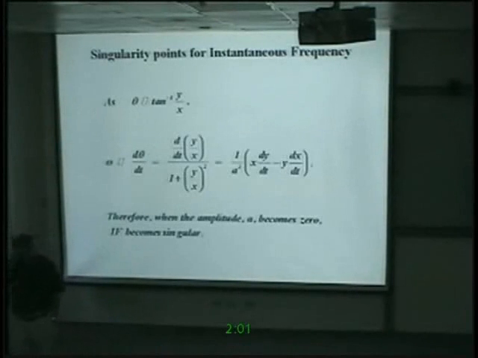Another thing is that there are singular points for instantaneous frequency. The singular point is that if we have theta equal to arctangent y over x, you take omega as d theta over dt, you find that when envelope becomes 0, you have a singularity. X can be 0, y can be 0, but not amplitude equals 0. And in a few occasions, you do have envelope equal to 0, and that's the place that you have problem.